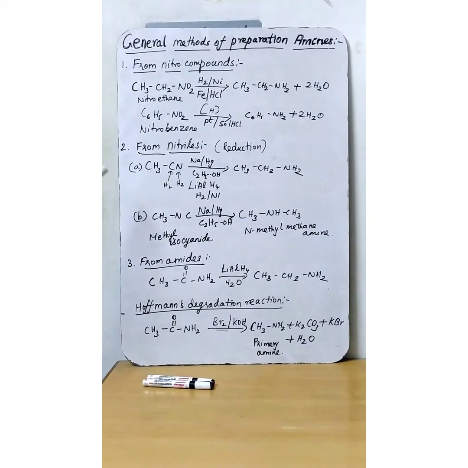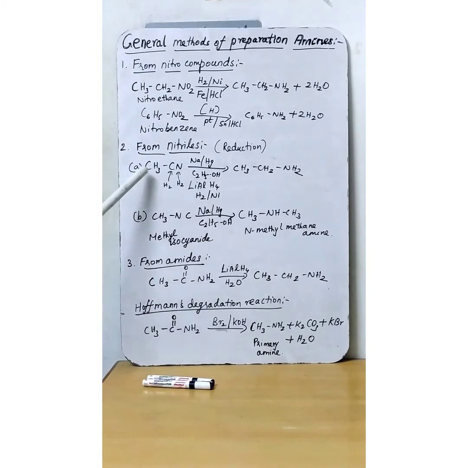What is the formula for methyl cyanide? CH3-CN. It will undergo reduction. What is the meaning of reduction? Addition of hydrogen, in the presence of sodium amalgam. What is meant by amalgam? Mercury mixed with any metal is called an amalgam. So sodium mixed with mercury is called sodium amalgam, used in the presence of ethyl alcohol, or otherwise lithium aluminum hydride. What is lithium aluminum hydride? It is a reducing agent, or reduction can take place in the presence of a catalyst like nickel.